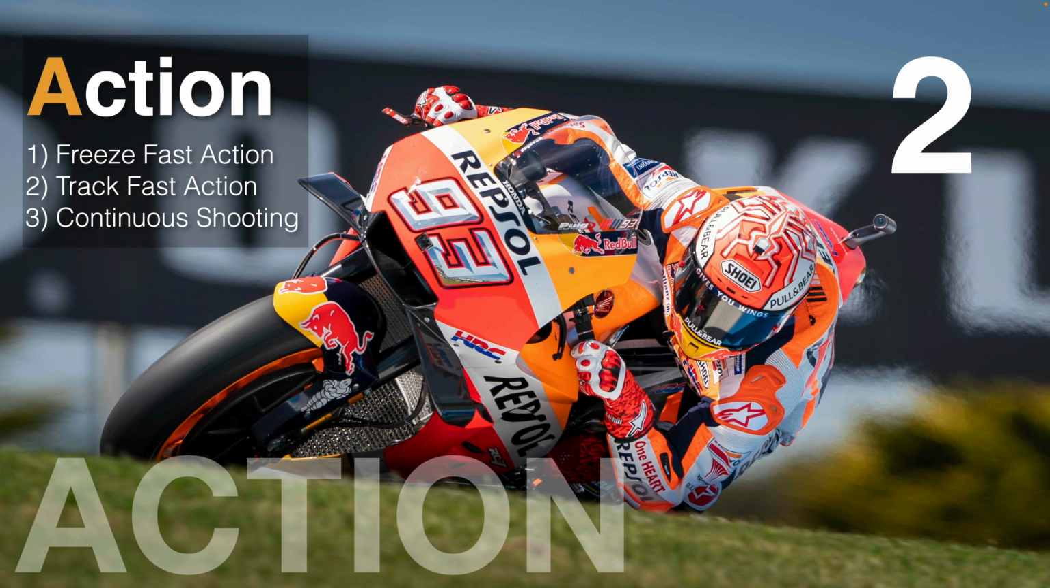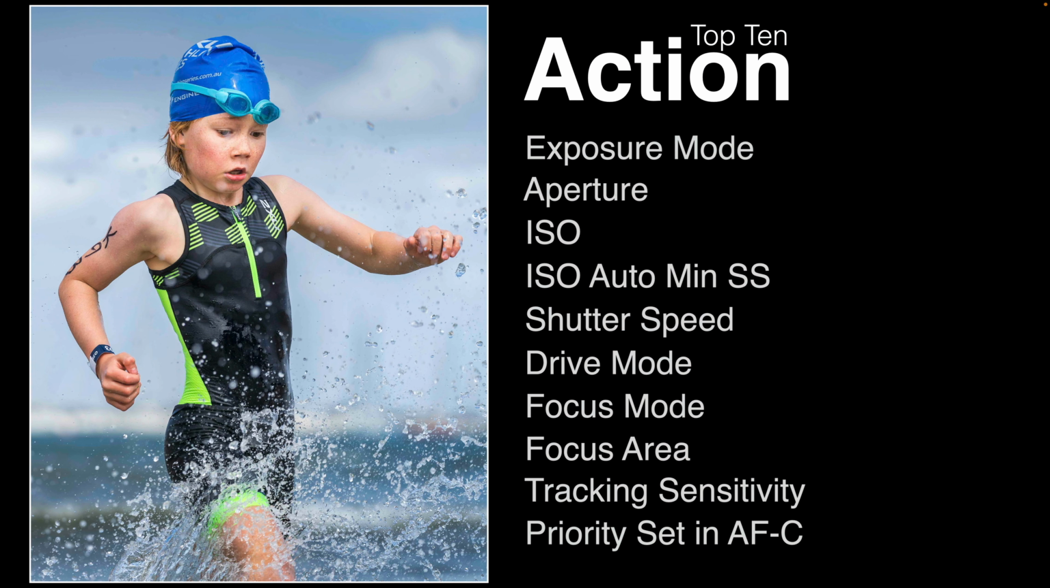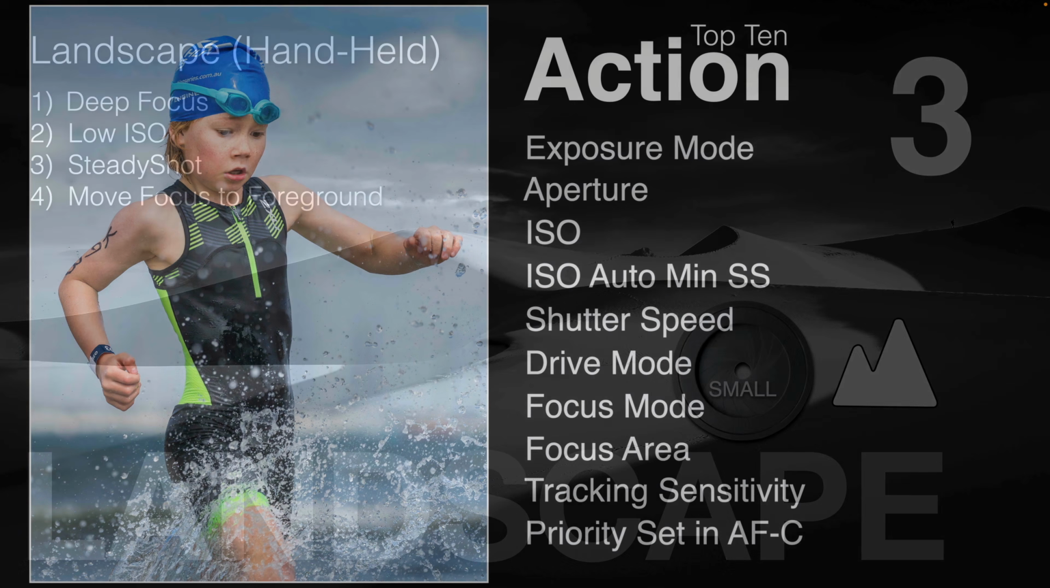And if I quickly change to action, then I'm quickly changing my priorities. Now I want to freeze fast action using fast shutter speeds. I want to be able to track that fast action, and I want a continuous shooting with a high drive mode setting, so I'm using maximum frames per second. Now again, those will require at least 10 settings, and most of those are different to shooting portraits.